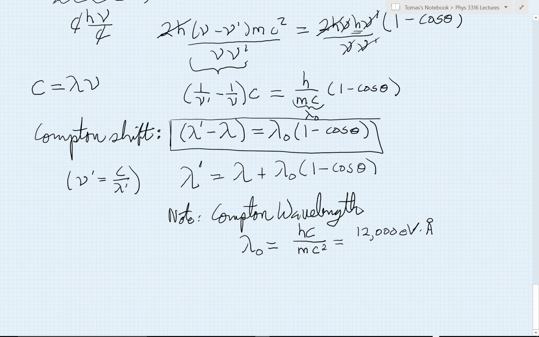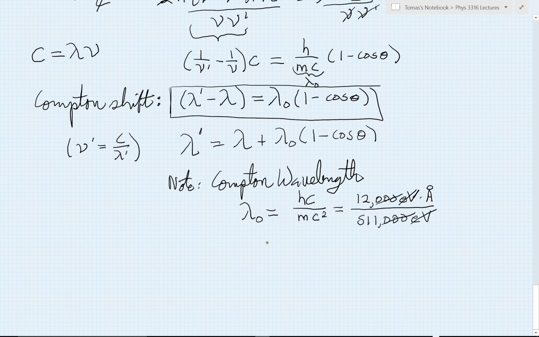It has units of energy times distance, and that's being divided by mc squared, which is the rest mass energy of the electron, 511,000 electron volts. The electron volts cancel, so you can see I will get an answer in angstroms. The thousands cancel, and I've got 12 over 500, call it about 10 over 500, which is about 1 over 50, and 1 over 50 is about 0.02. So it's 0.02 angstroms. So that summarizes our analysis of the Compton process.